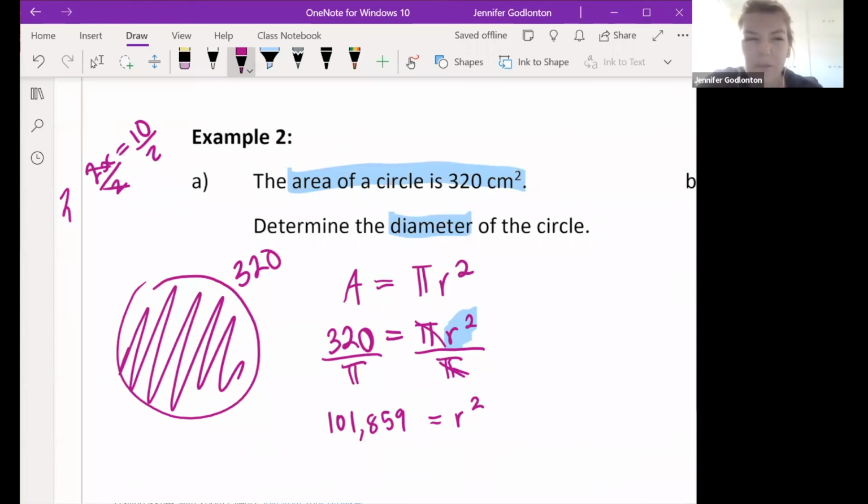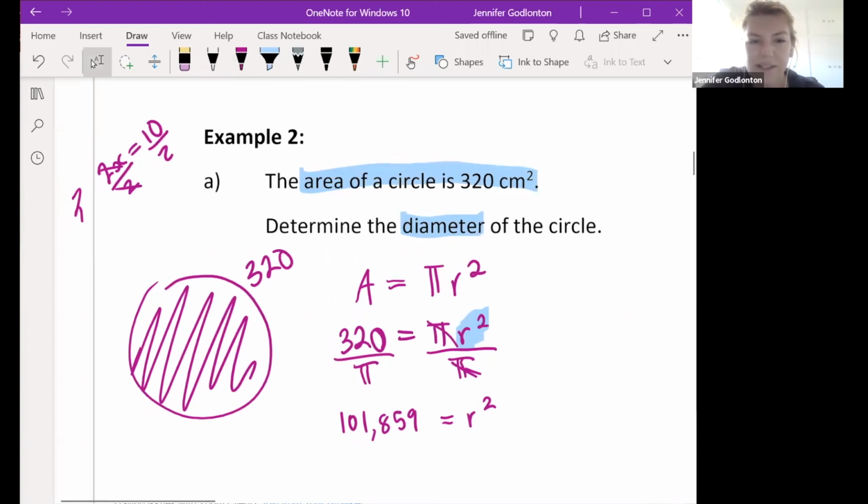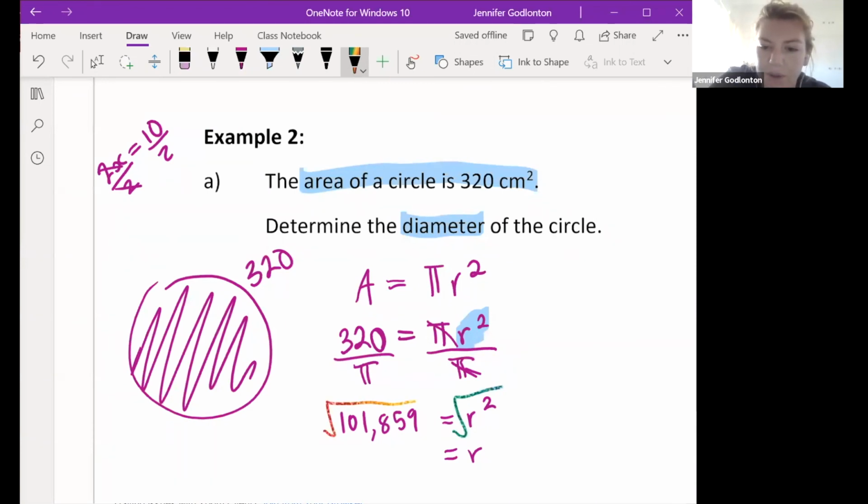Now I want you to think of Pythagoras. When we have something squared and we want our answer to just be a radius, what would I do at this point? How would I get this from r squared to r? What do I need to do to both sides? Think of your Pythagoras. Yes, good. I need to square root both sides. So I'm going to square root that number.